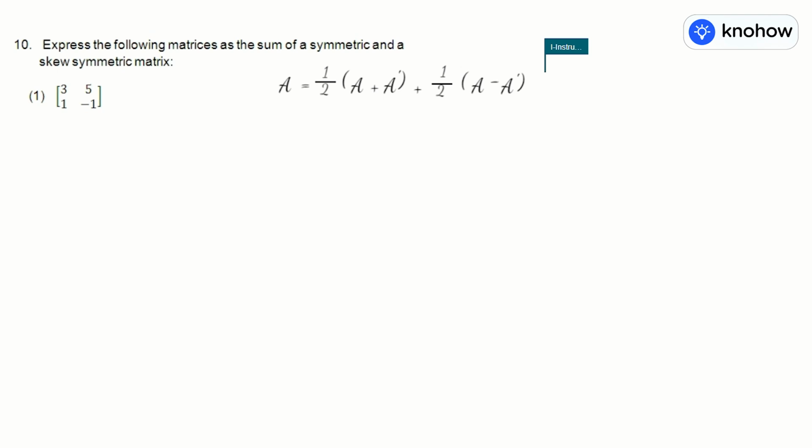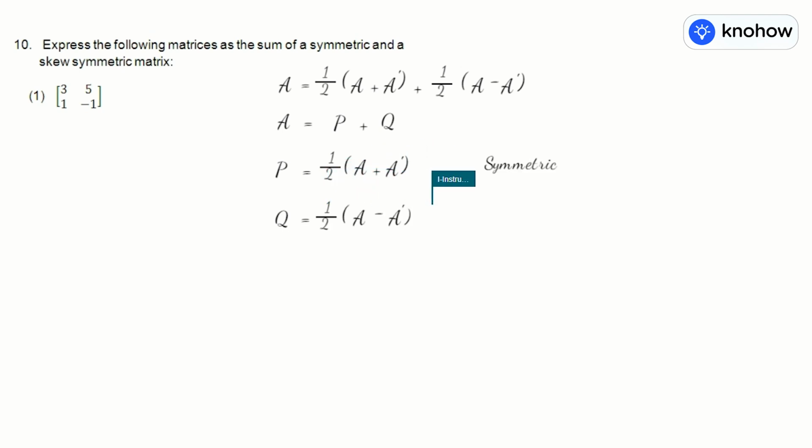What is important is that if I further denote A equal to P plus Q, where P is half (A plus A dash) and Q is half (A minus A dash), and if I show that P is a symmetric matrix and Q is a skew symmetric matrix, then we have done. So that means I want to find out two matrices P and Q, where P is half (A plus A dash) and Q is half (A minus A dash).